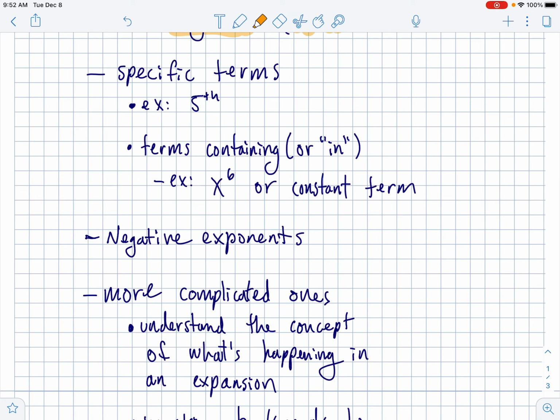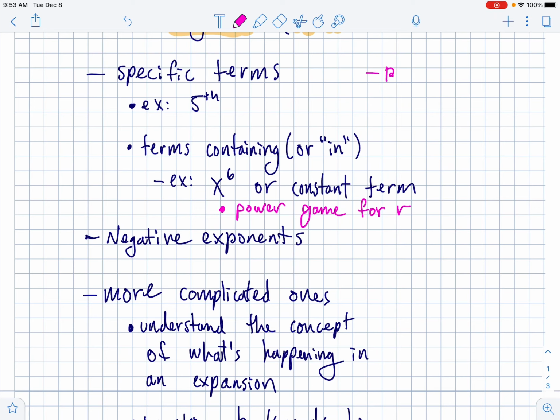Then we focused on problems where they asked you to find specific terms. So, for example, find the fifth term in this expansion, or find the first term, or the last term, or the middle term, or something like that. Then we started talking about finding specific terms containing, like, find the coefficient of the term containing x to the 6th, or find the constant term, or the term independent of x. Remember that in my videos, to find these, I usually do the power game to find your r value. And then you can plug your r value back into the binomial theorem, and then you're good to go.